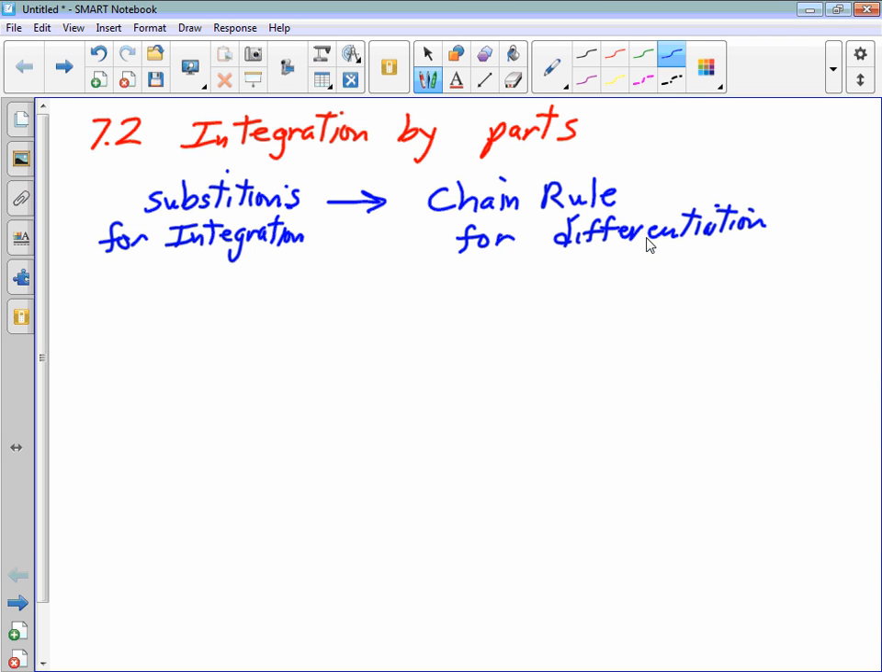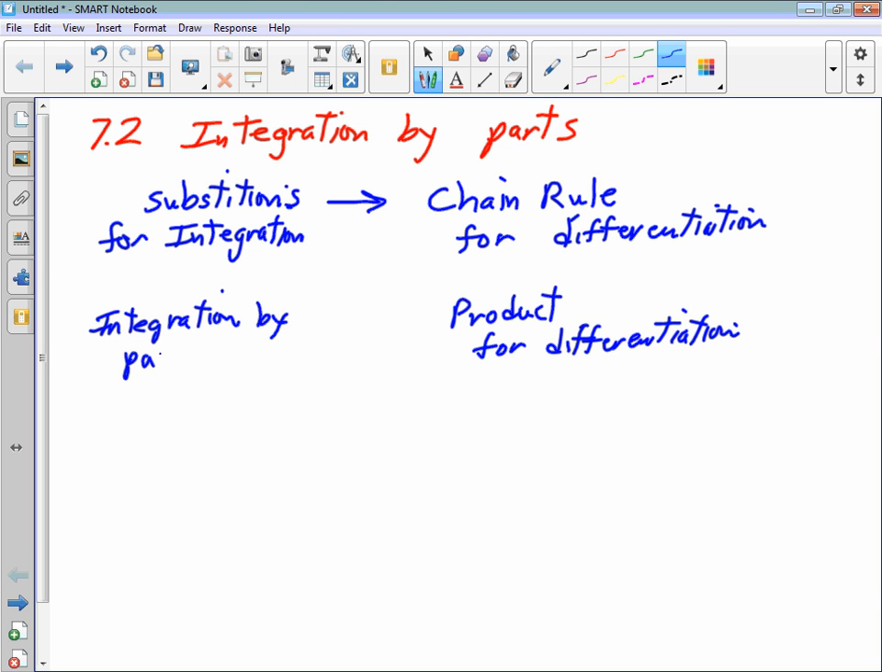So in 7.2, we're going to talk about this: if you use the product rule for differentiation, what do you use for integration? Well, you use integration by parts. These two correspond. I guess I should go arrows both ways because you can go both ways. Okay, so that's our general direction today.